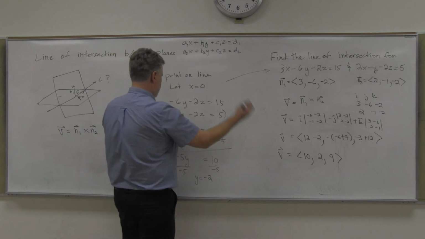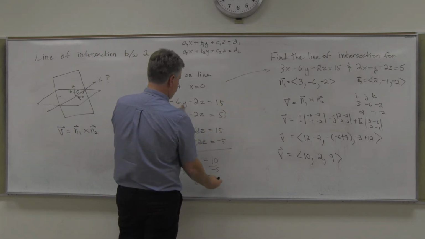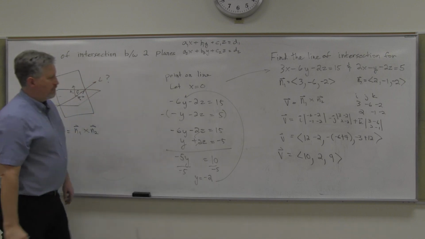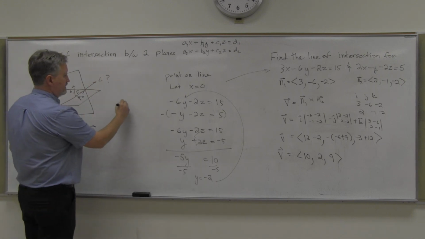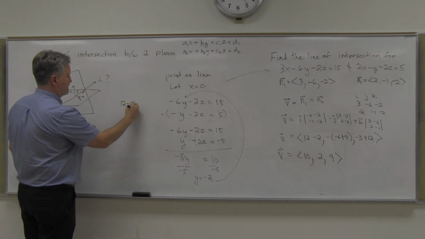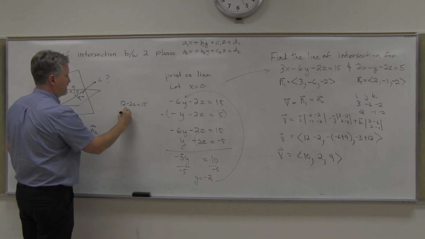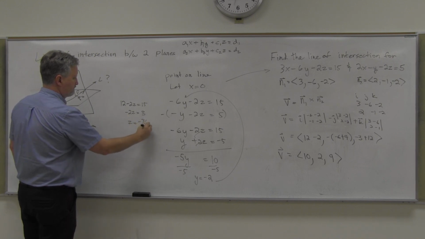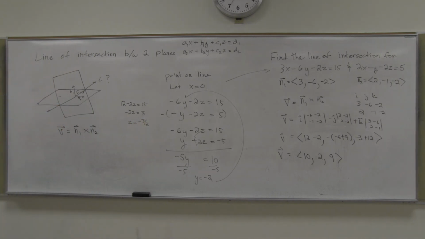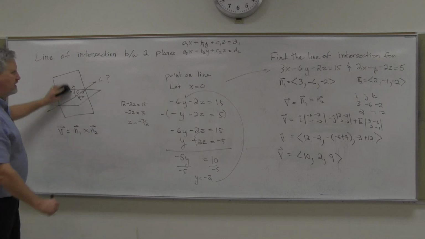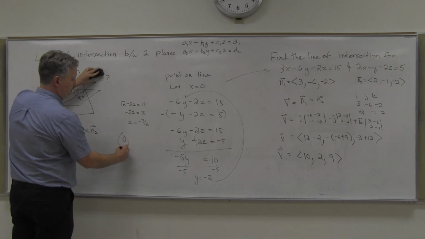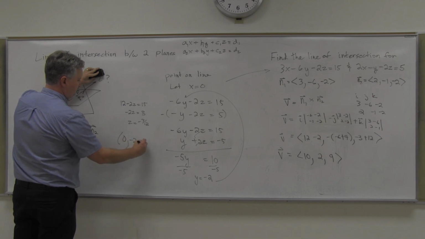Which would make z, plug that in for my y. So that would be 12 minus 2z equals 15. So that would be negative 2z equals 3. So z equals negative 3 halves. And so our point on the line would be 0, negative 2, negative 3 halves.